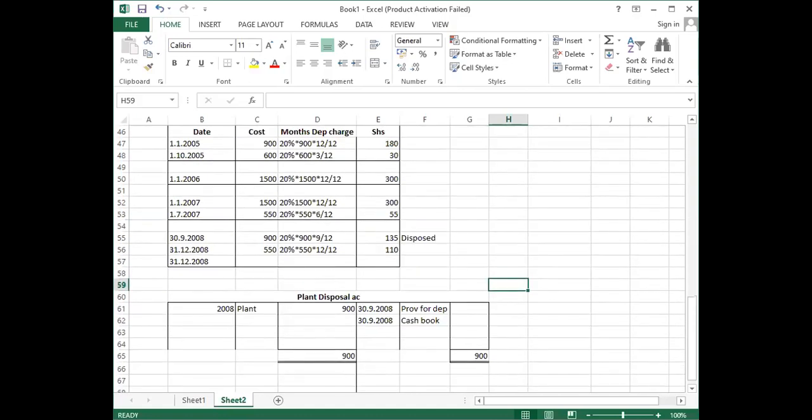So we have 110. Then we have another machine still with us that cost us how much? 600. Can you remember that? And then we charge depreciation at 20% multiplied by 600. For how long did we have that machine in year 2008? For 12 months, the whole year. So this we get what? 120. Therefore, if you add this, what do you get?